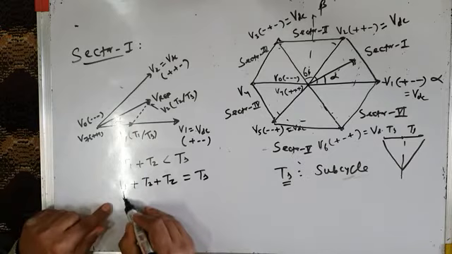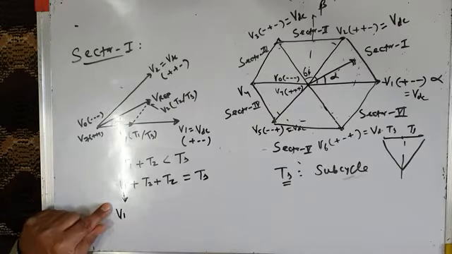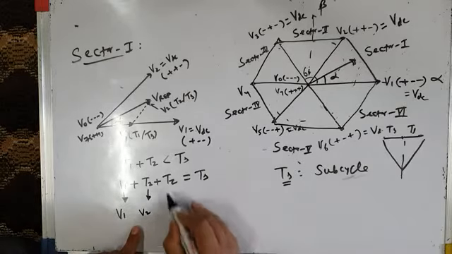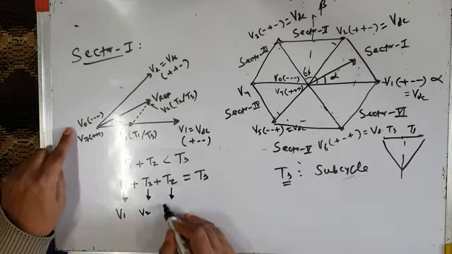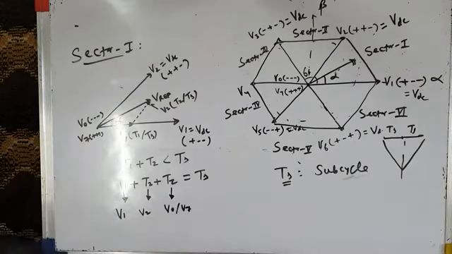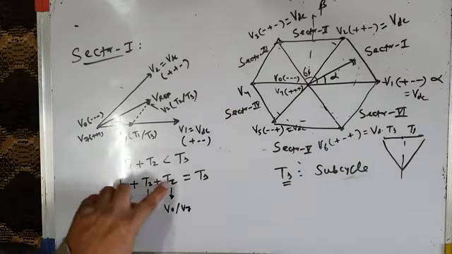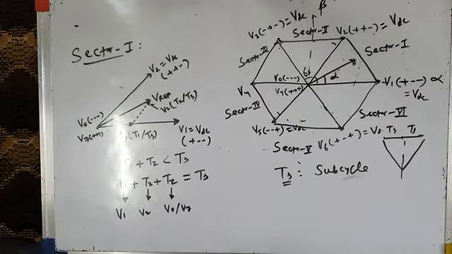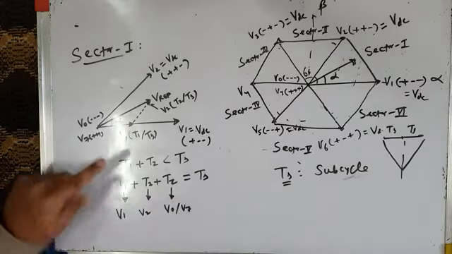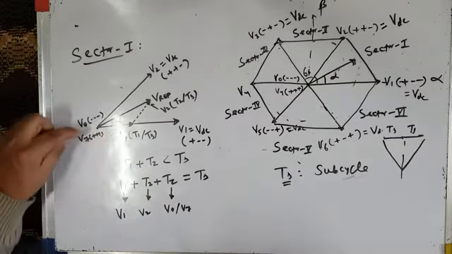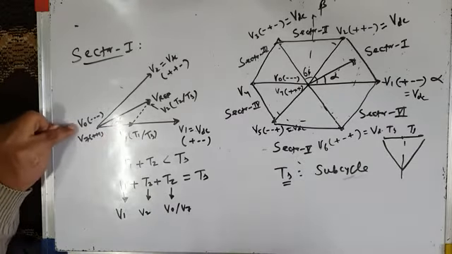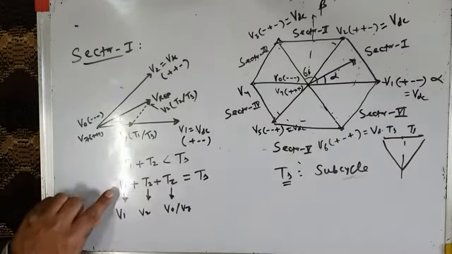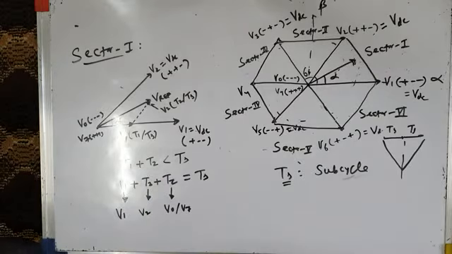Where T1 is the time period for which voltage vector V1 is applied across the load, T2 is the time period for which voltage vector V2 is applied across the load, and Tz is the time period for which voltage vector V0 or V7 is applied across the load. Now this T1 plus T2 plus Tz always comes out to be equal to Ts, so this equation is satisfied. So you have to necessarily add this Tz. That means you don't have to apply only V1 or V2. Out of these two zero voltage vectors, you have to apply a zero voltage vector also for some time, so that this equation is satisfied. T1 plus T2 plus Tz is equal to Ts.